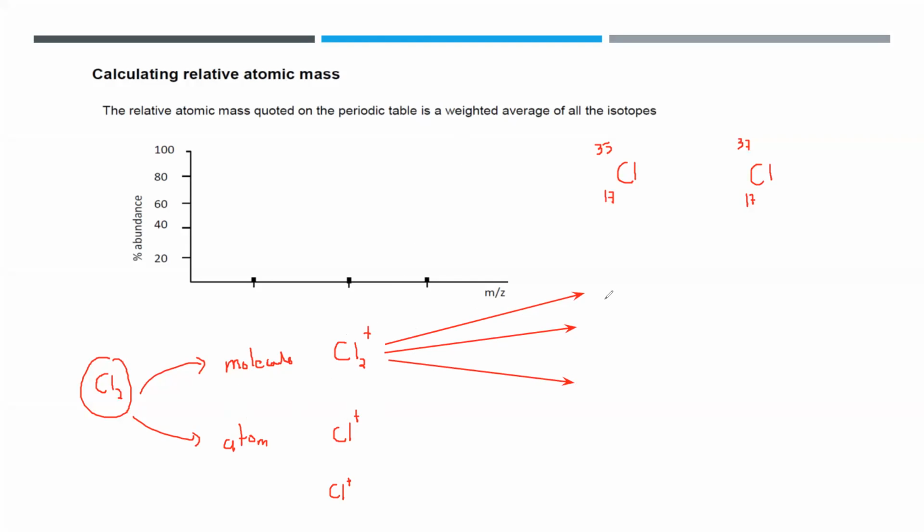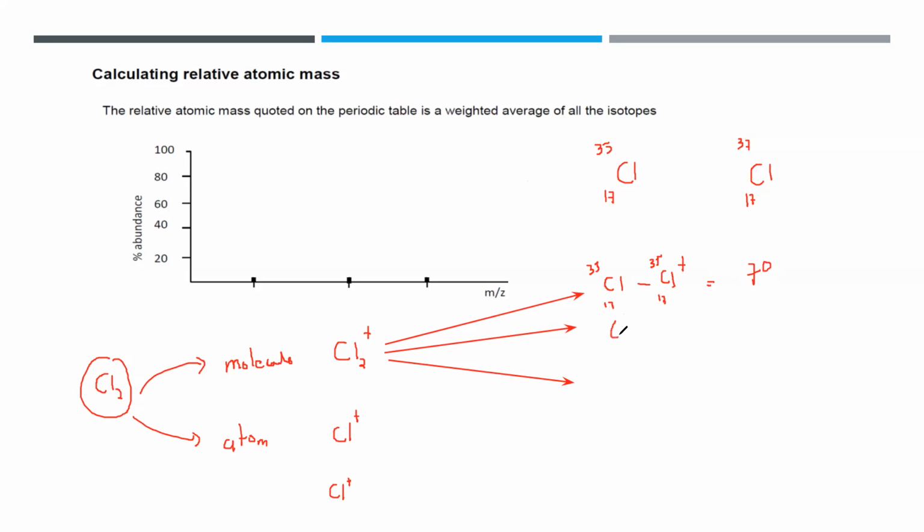In this chlorine molecule, the two chlorine atoms which are attached to form the molecule, maybe both of them are chlorine 35. If both of them are chlorine 35, where will you get a peak? 35 plus 35, so you will get a peak at 70.